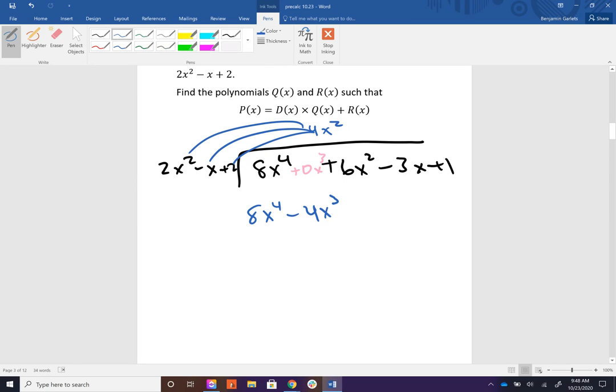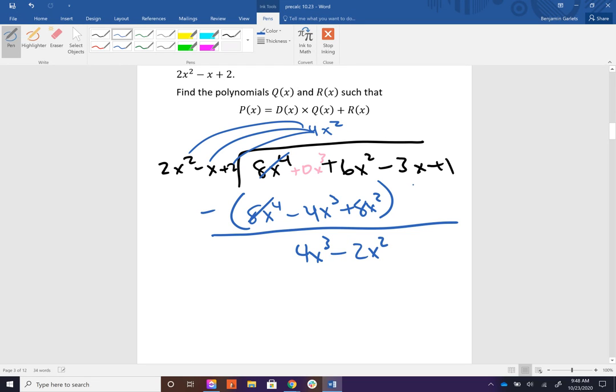Okay, and then coming back here, 4x squared times 2, 8x squared. So plus 8x squared. And I want to subtract that from my original because this is division. Okay, so these are opposites. 0 minus a negative 4x cubed gives me 4x cubed. 6 minus 8 gives me minus 2x squared. I'm going to bring down a minus 3x.